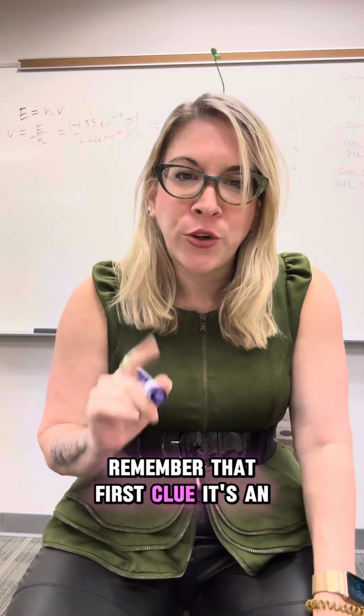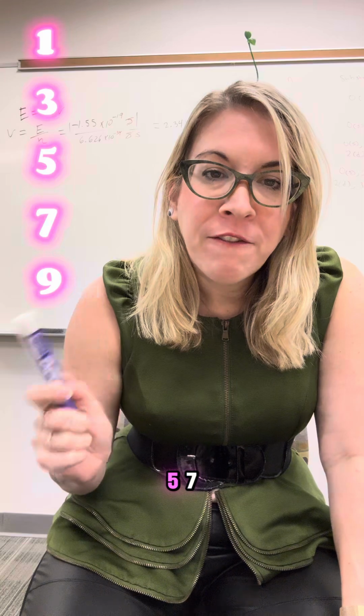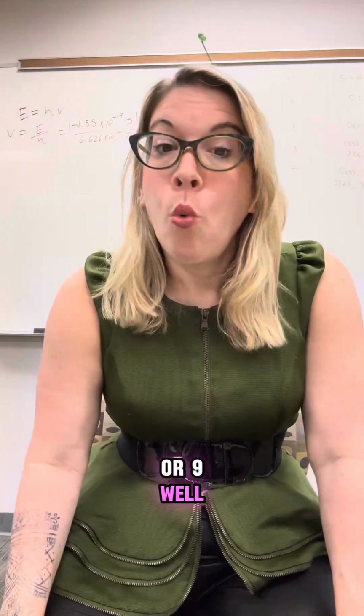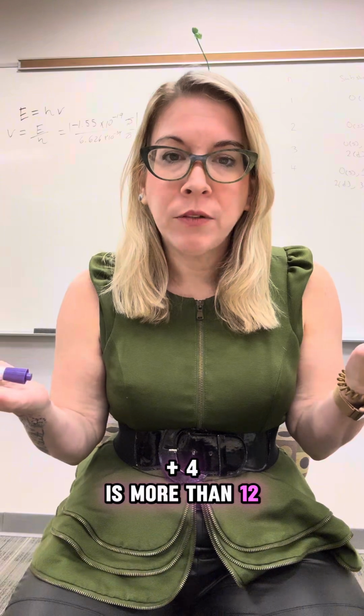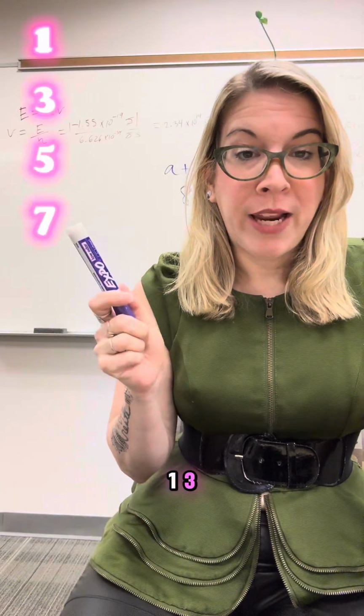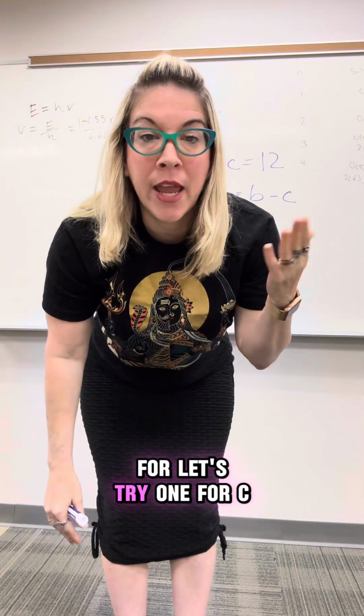Remember that first clue? It's an odd number, so it must end in 1, 3, 5, 7, or 9. Well, we know it can't end in 9 because then 9 plus 4 is more than 12. So it's got to end in 1, 3, 5, or 7. Let's test some numbers out. So we know b is 4. Let's try 1 for c.